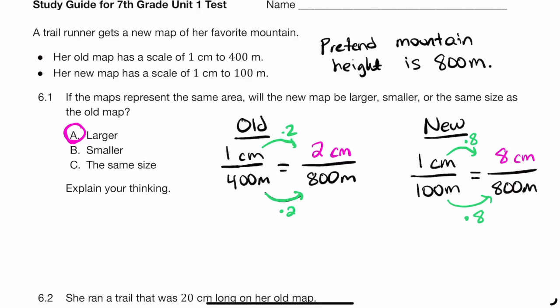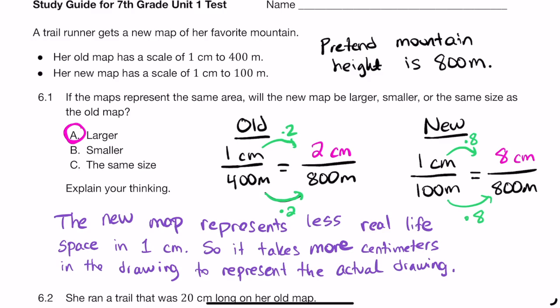Okay, so that's sort of the way that I would figure it out. Some people are better at just doing this in their head and thinking about it than I am. All right, so the logic here is that the new map represents less real-life space in 1 centimeter. So, right, it's only representing 100 meters in 1 centimeter versus the old map, which represents 400 meters in 1 centimeter. So if it's representing less real-life space in that same 1 centimeter, it's going to take more of those centimeters to represent the actual space, right, the actual drawing. Okay, and so either you can sort of think about it conceptually like that, or you could draw an example like this and see how it's going to be more.